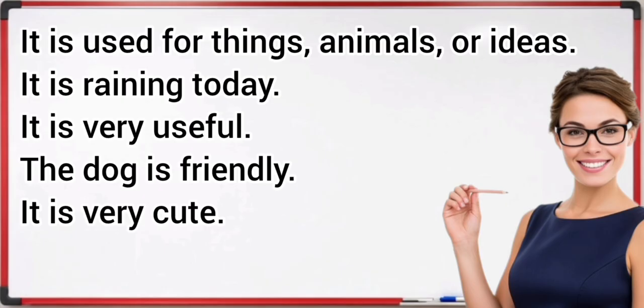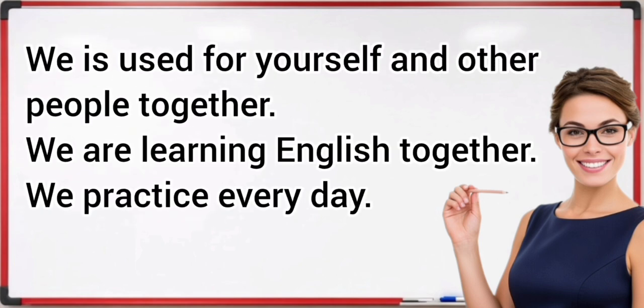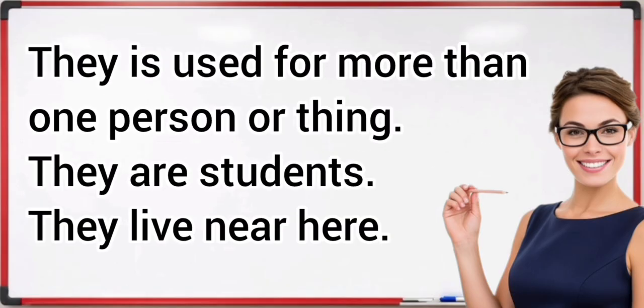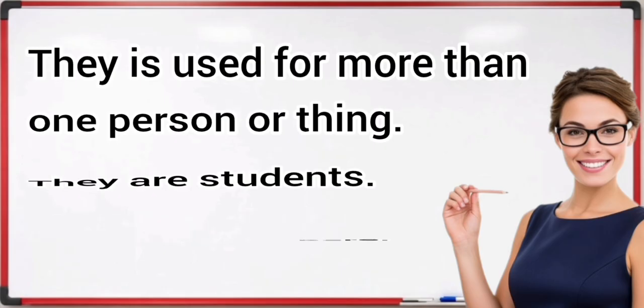It is used for things, animals, or ideas. It is raining today. It is very useful. The dog is friendly. It is very cute. We is used for yourself and other people together. We are learning English together. We practice every day. They is used for more than one person or thing. They are students. They live near here.